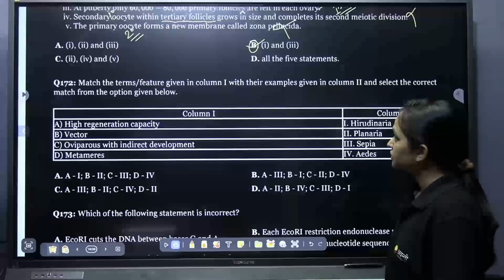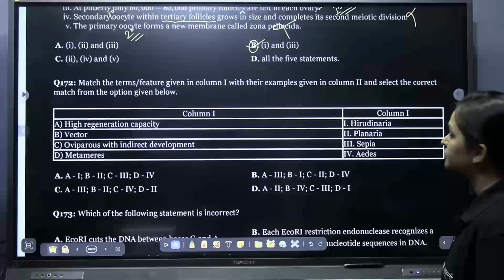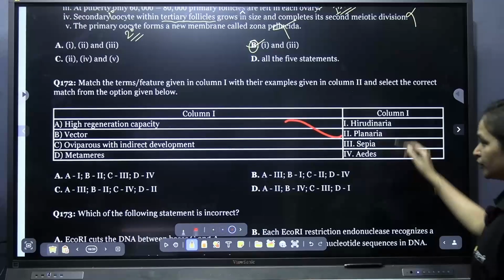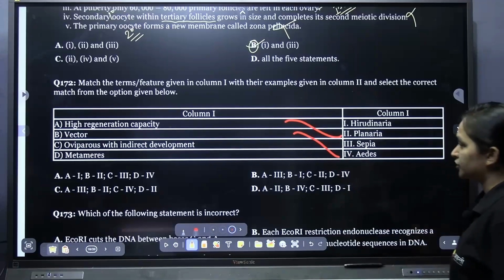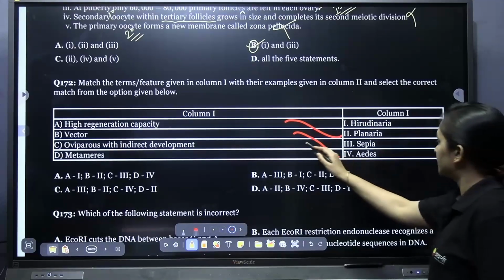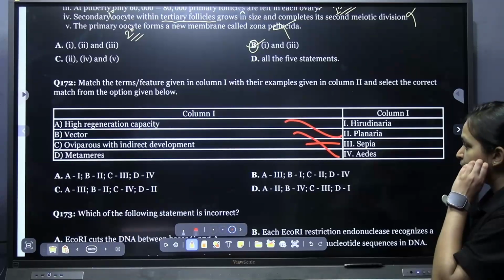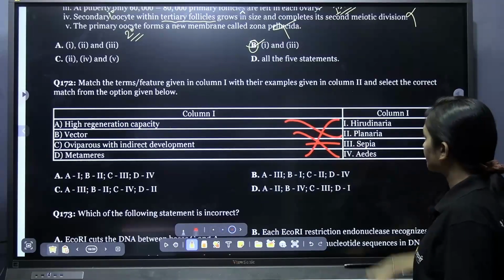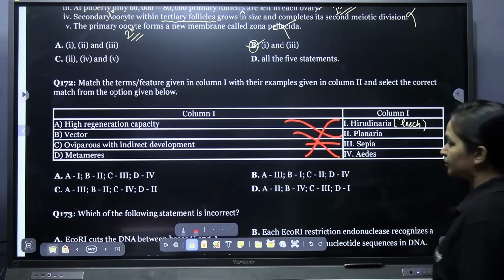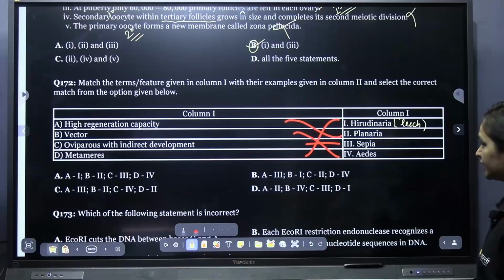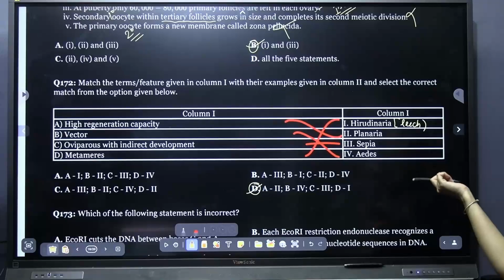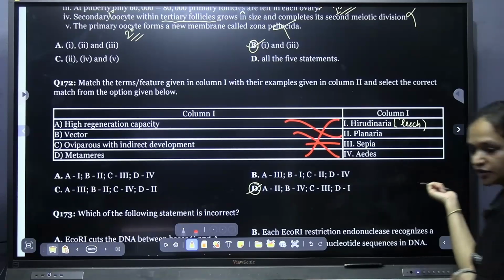So, match the terms of feature given in column 1 with the examples given in column 2. High regeneration capacity. Planaria. Planaria has this, very good. Vector. Vector is Aedes. Aedes is a mosquito. Oviparous with indirect development. Sepia. It's a mollusk. Metamers. It is present in annelids, Hirudinaria. What is this actually? It is leech. So, metamers are present. Which is the right answer? A2. Okay. This is the right answer. A2, B4, C3 and D1. Understood?